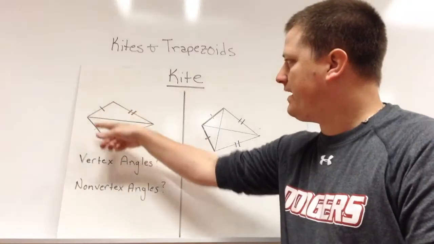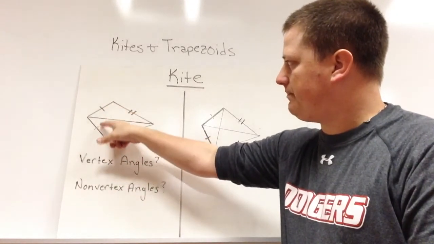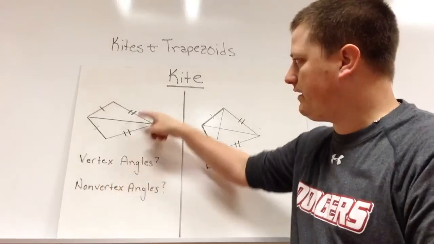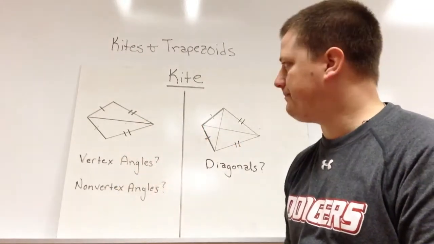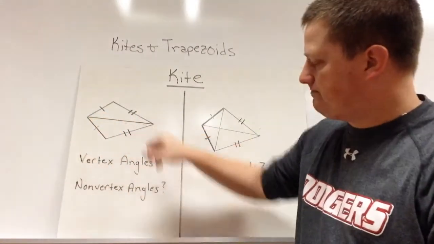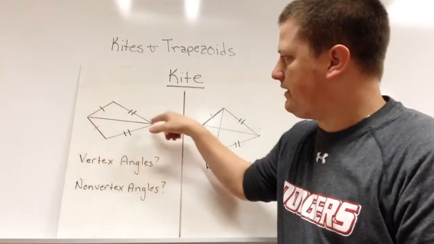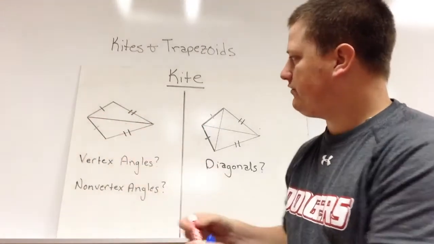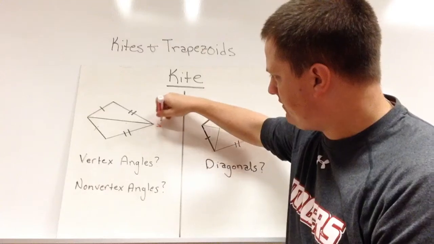So here I have two kites. In the first one, I've drawn the kite. These two consecutive sides are congruent. These two consecutive sides are congruent. I've drawn this diagonal between these two angles. These two angles are called the vertex angles.